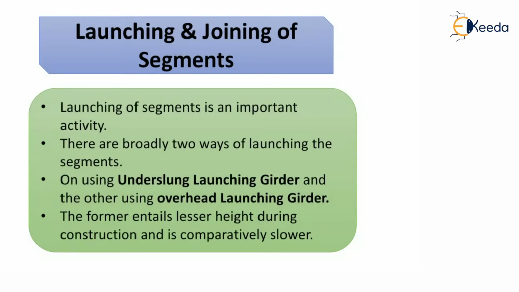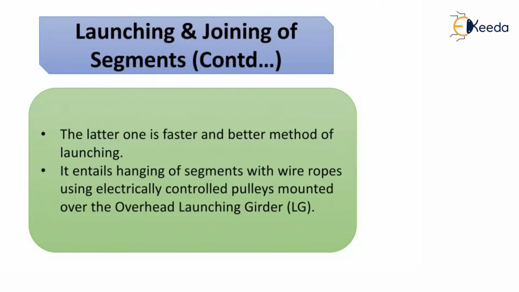The launching of the segment is an important activity. There are broadly two ways: one using underslung launching girder and other using overhead launching girder. The former entails lesser height during construction and is comparatively slower. The latter one is faster and better method of launching. It entails hanging of the segments with wire ropes using electrically controlled pulleys mounted over the overhead launching girder.